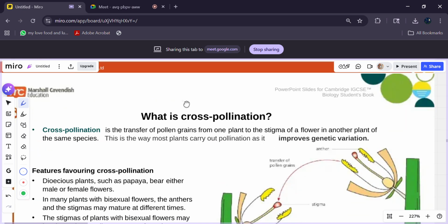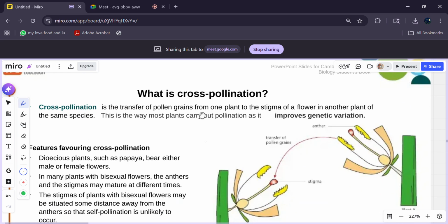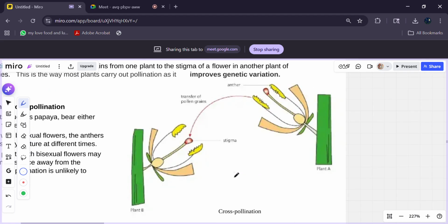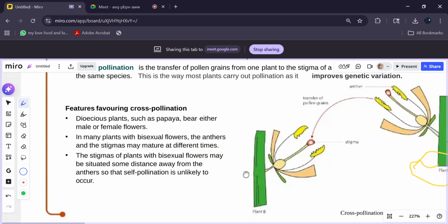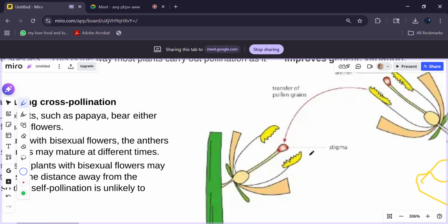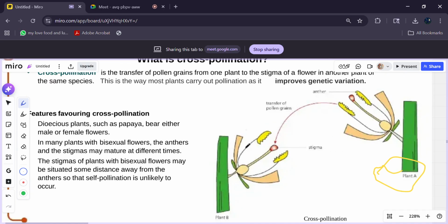So now we're going to cross-pollination. Cross-pollination is the transfer of pollen grains from one plant to the stigma of a flower of another plant of the same species. These are the same species, but this time they're in different plants. This is plant A with its flower, and this is plant B with its own flower too. In self-pollination, the flower was in the same plant, so pollination would happen within that plant. But in cross-pollination, the flower is in plant B, which is a different plant.